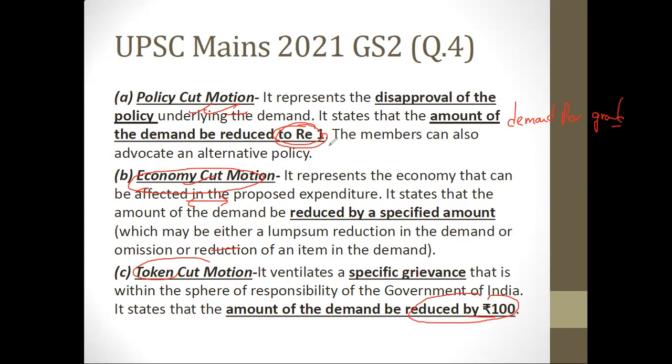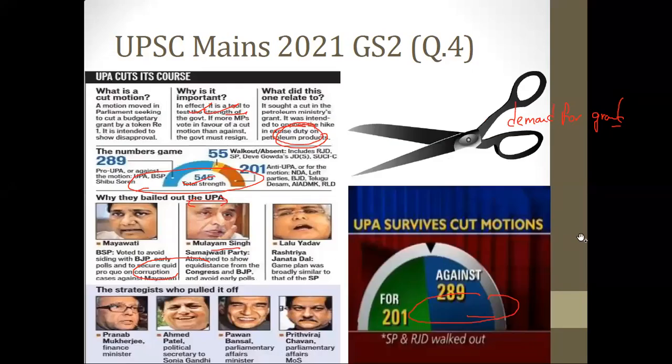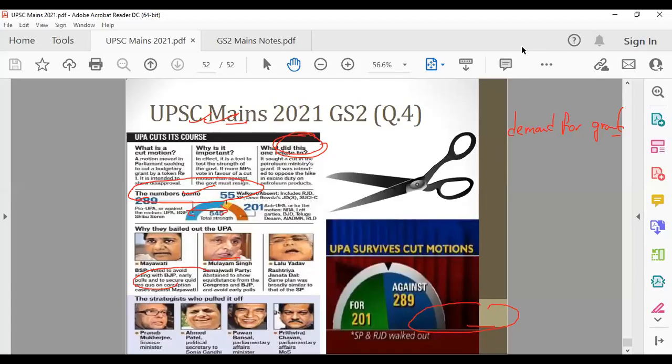Then you have parliamentary committees. In that you have standing and ad hoc committees. All these are ensuring accountability. So cut motion was introduced earlier as well. UPA government survived. Then these are some points where you are talking about how Parliament is ensuring accountability. But it's not like everything is hunky-dory there. There are so many issues, man. So what are the issues?